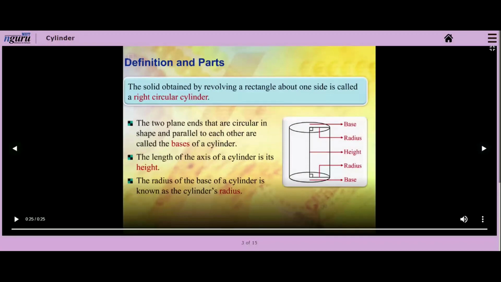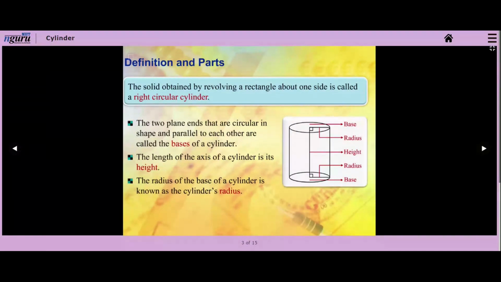What is that, revolving a rectangle? Supposing you take one rectangle like this, and then revolve it like this, fully, at a speed, you will get one cylinder. If you revolve it with great force, that is the meaning.